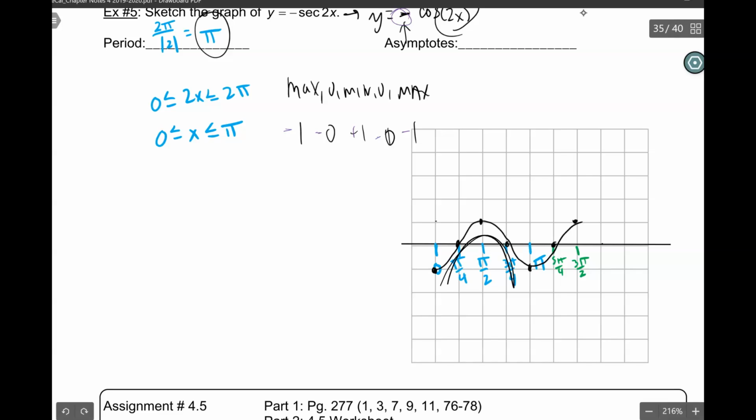Alright, we see right here, it's flipped. It's perfect. And I just went a little bit extra, because whenever cosine has a 0, that's where we're going to have an asymptote. Whenever cosine touches the x-axis, this is where we're going to have a vertical asymptote. So vertical asymptotes are at pi over 4, 3 pi over 4, and at 5 pi over 4.